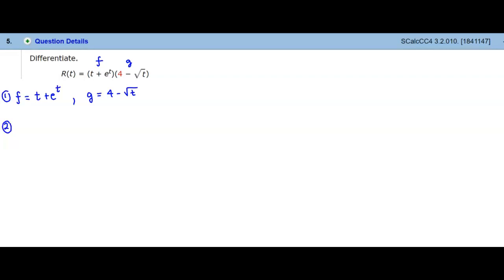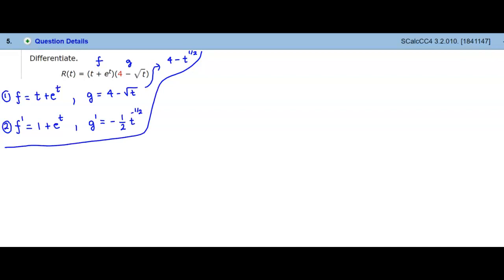Now we're going to find the derivative of both of them. So we have f prime, which is going to equal 1 plus e to the t. And g prime is going to equal, recall here, this is the same thing as 4 minus t to the 1/2. So the derivative is going to be negative 1/2 t to the negative 1/2.